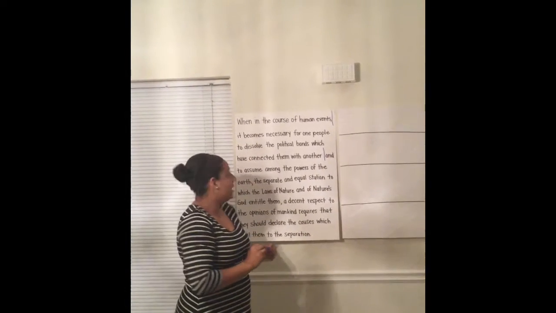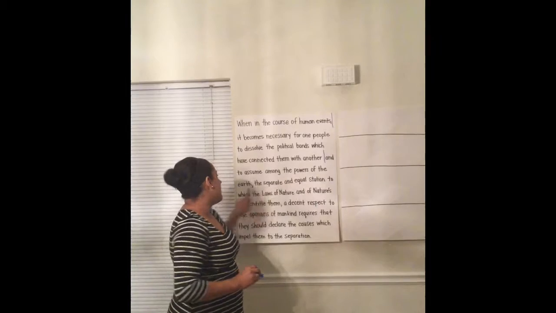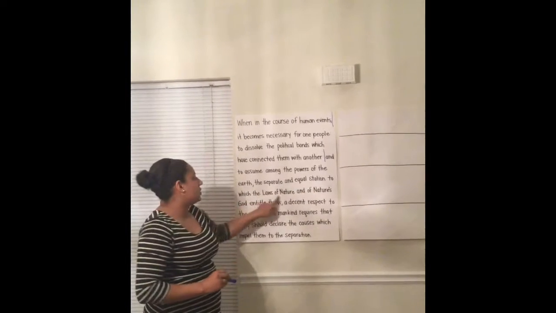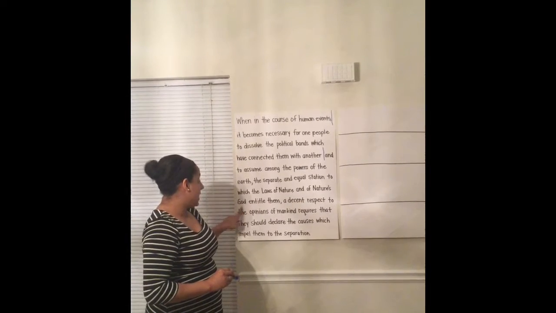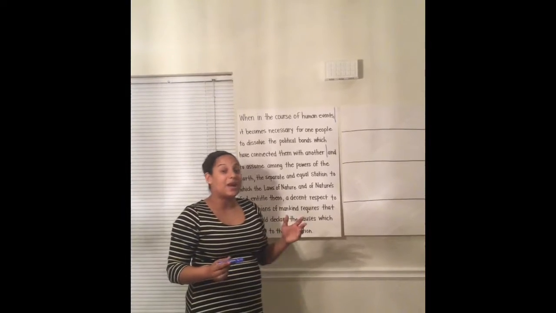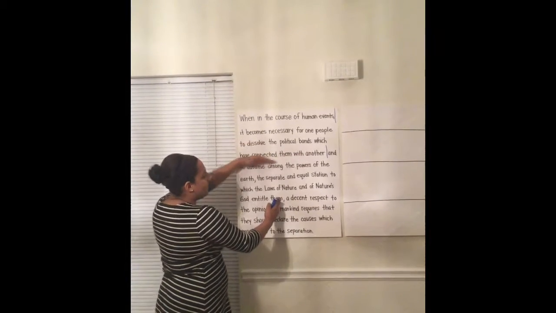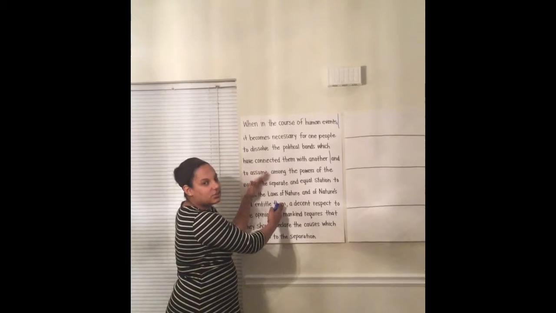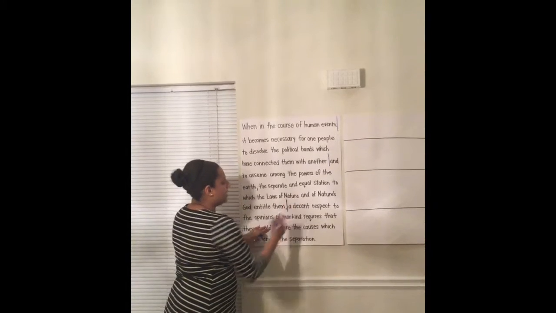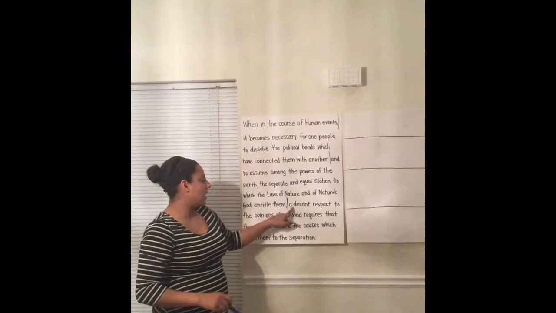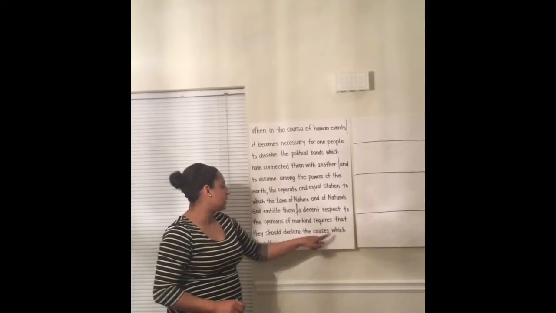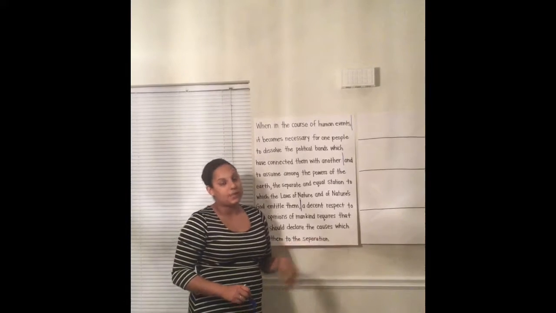And I'll continue reading. And to assume among the powers of the earth the separate and equal station to which the laws of nature and of nature's God entitle them. Now here I have two conjunctions and I have a comma, but I think that those will go with one phrase. It's kind of talking about the same thing, so I'm going to put them all together. I'm going to put a break right here by this comma and keep going. A decent respect to the opinions of mankind requires that they should declare the causes which impel them to separation.